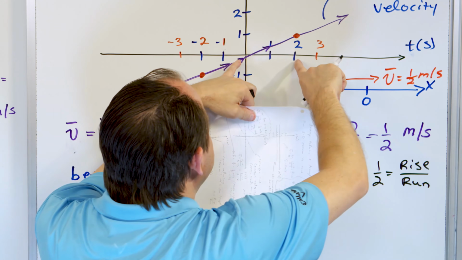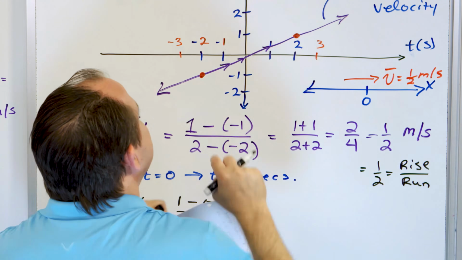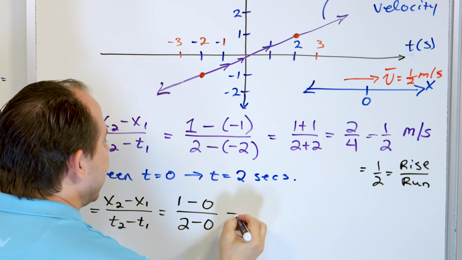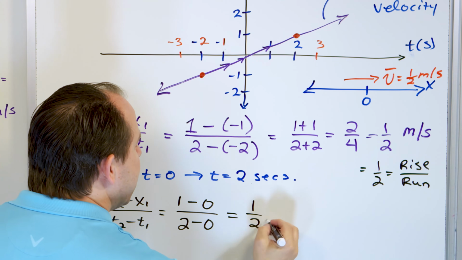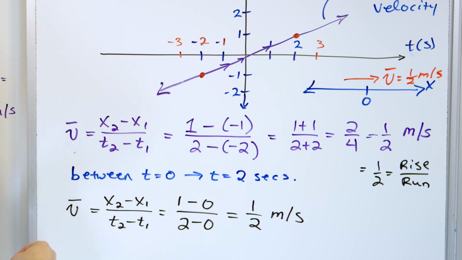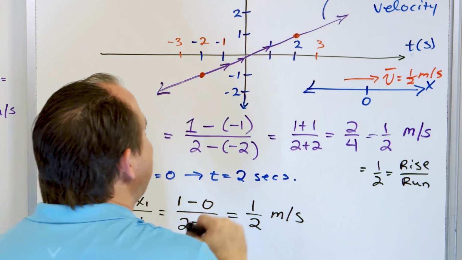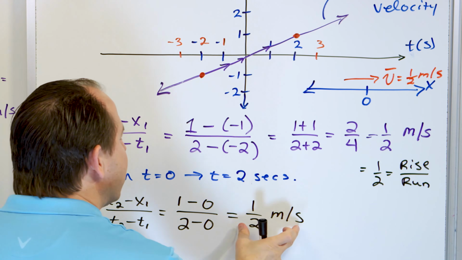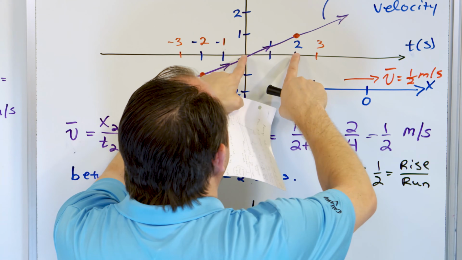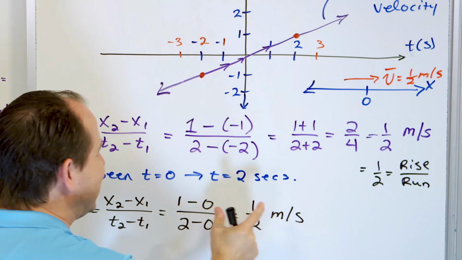My final time is 2 seconds. My initial time is, again, 0 seconds. So what do I get here? Between here, I have 1/2. And it's meters per second. So you can see that when I calculate the average velocity between these 2 points, I get 1/2 meter per second. And when I calculate the same exact thing between these 2 points in time, between 1 and 2 seconds, I get the same thing.